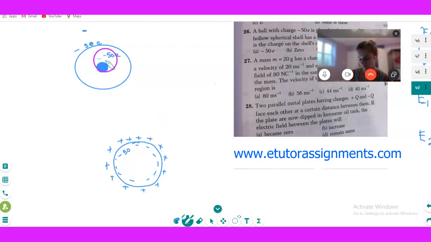Now how much charge is there? At the center we have given 50e, and on the shell we have given how much? 50e. So the total charge inside is 100e, minus. Am I right or not? So what is the total charge that comes on the outer surface? It's going to be plus 100e. Is it clear?